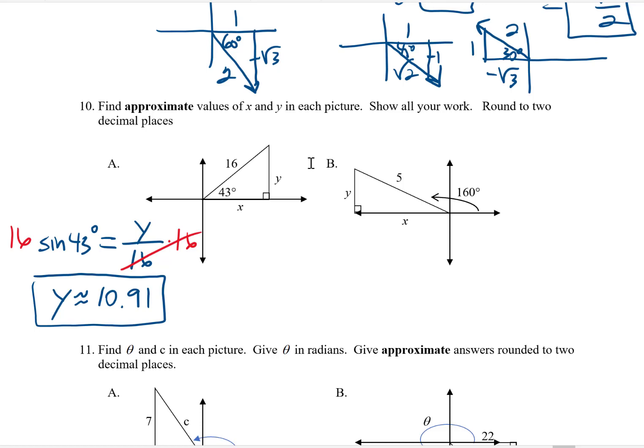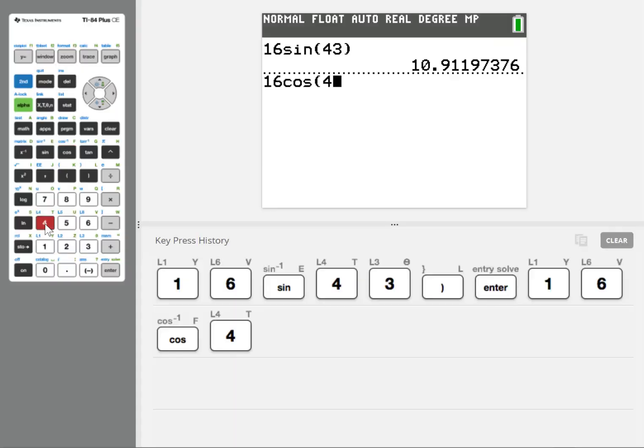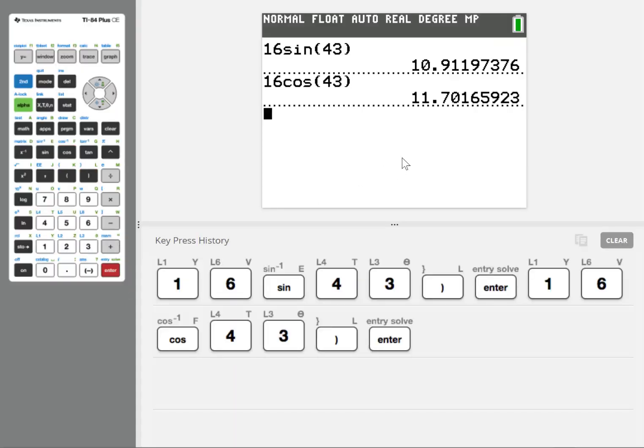And then to get x, I could use the Pythagorean theorem, or I could just set up the cosine ratio. So cosine 43 degrees would be x over 16. Same algebra here, multiply by 16, and then just visit the calculator. 16 cosine 43 degrees is equal to 11.70.